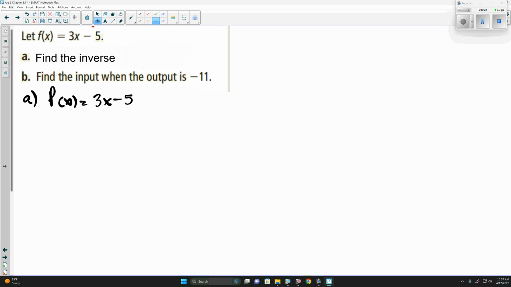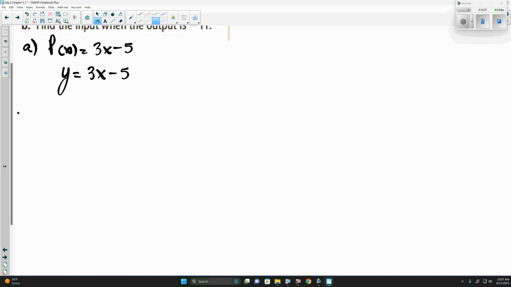F of x equals 3x minus 5. Well, the first thing we need to do is change f of x to y, because that's the first step. Now the second step is to switch x and y. So we have x is equal to 3y minus 5. Now we just need to solve for y. We need to get y by itself.